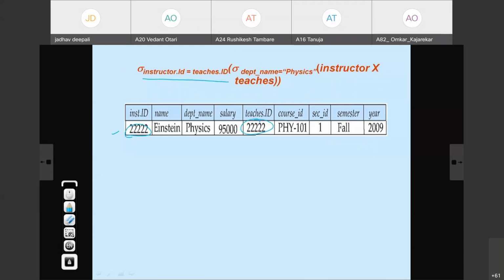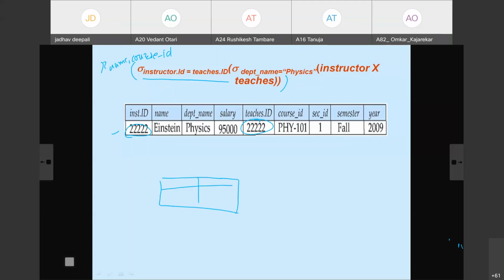And now in the final result, what do we want? Name of the instructor and the course ID together. So here again on this we need to apply project name comma course ID. From this, what do we need? Only name and the course ID. So in the resulting relation there will be only name of the instructor and course ID.